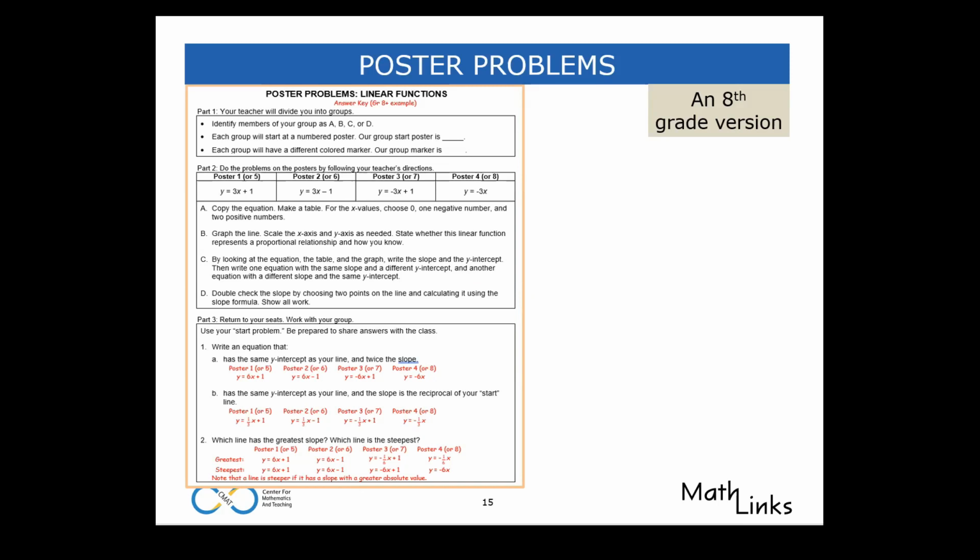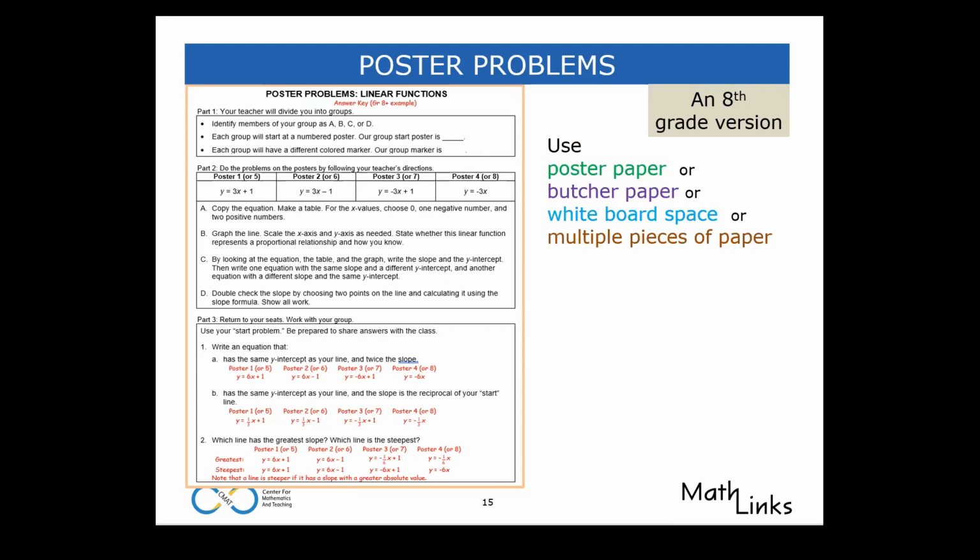Poster problems were so popular in our previous courses that we made them into a routine that appears in every unit of all 3 of our courses. This collaborative review activity has students traveling around the room working on different parts of multi-part problems. To set up, you'll need space around the room for groups to do their work. What's usually used is poster paper, butcher paper, whiteboard space, or even taped together smaller pieces of paper. Sometimes you'll need grid paper too.